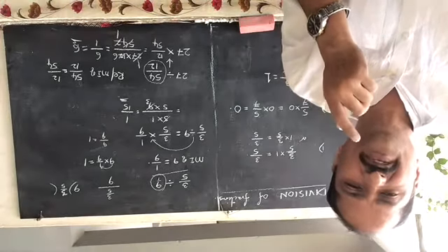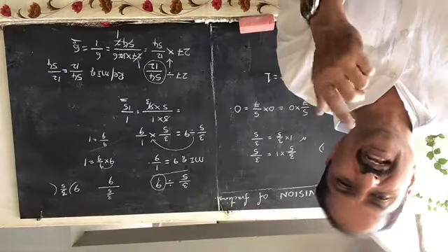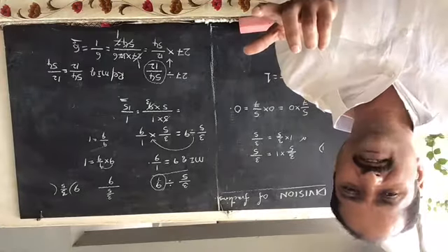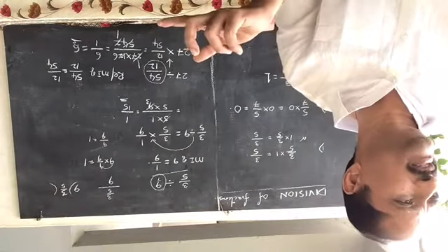Okay, that means if you add 0, you will get the same fraction; 0 is the additive identity. Okay, so like this, these are the properties of multiplication.